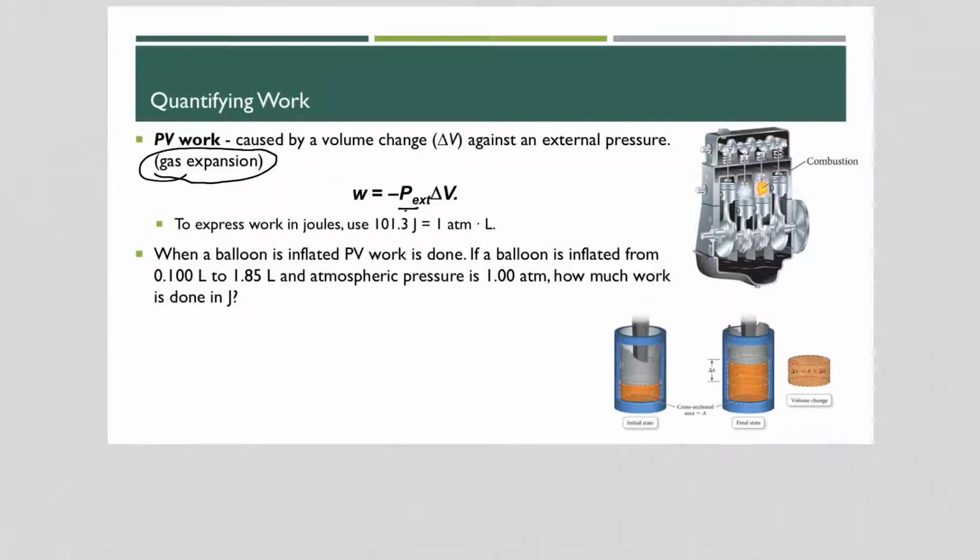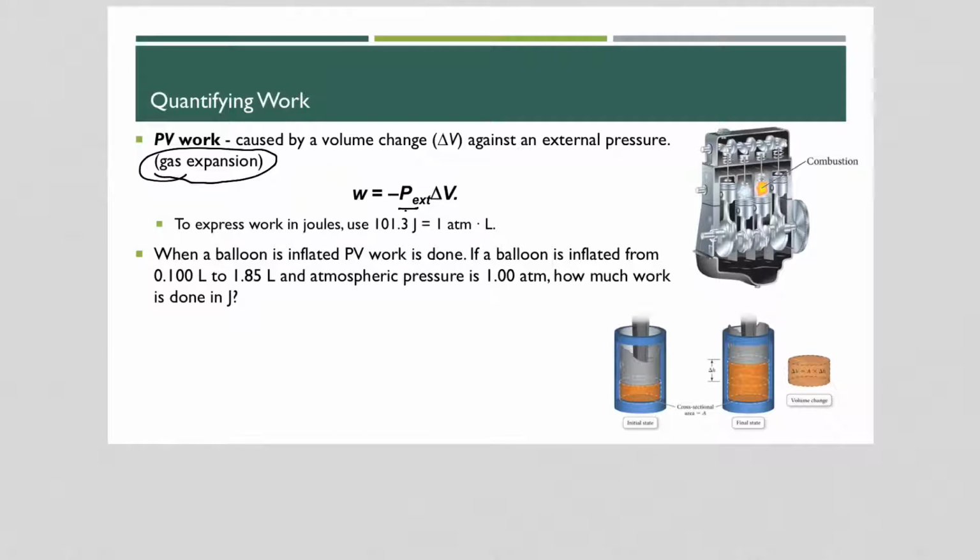Now, why negative? Well, remember our sign conventions, where negative work is equal to work done by the system. And so that's what we're going to focus on. So it's going to be work done by the system, so it's negative.